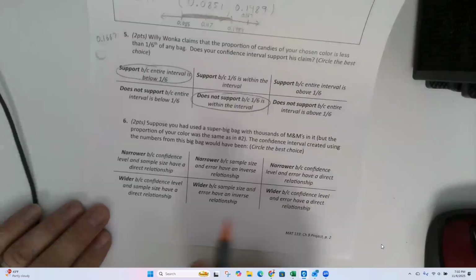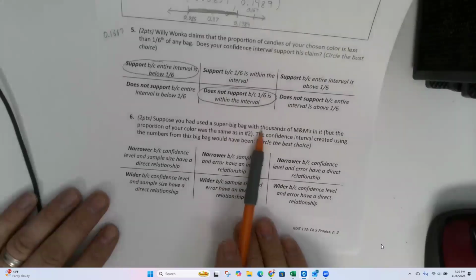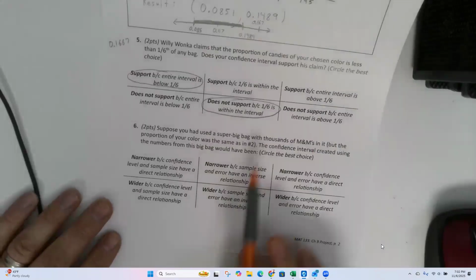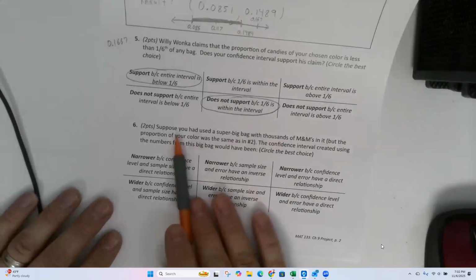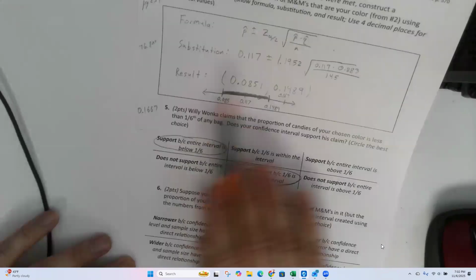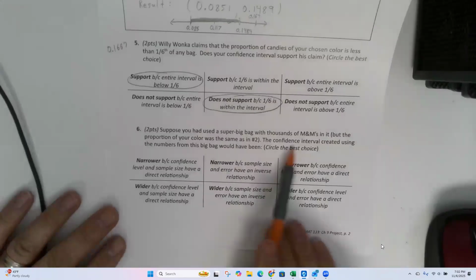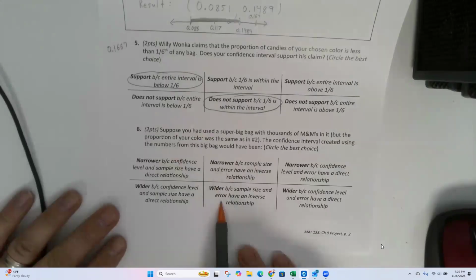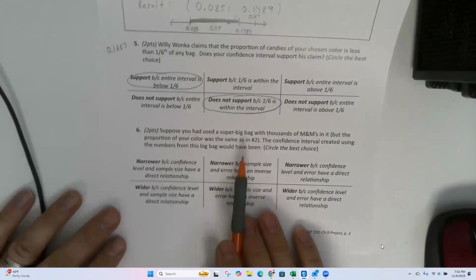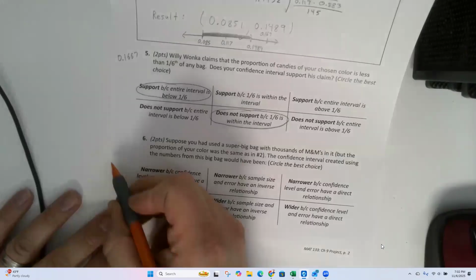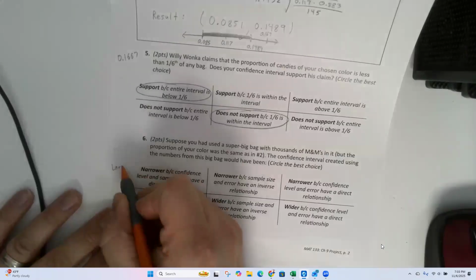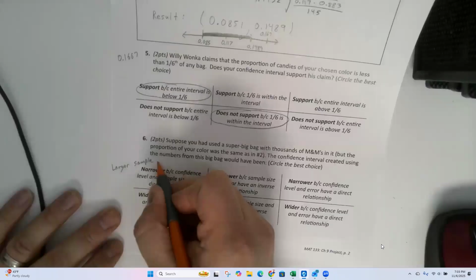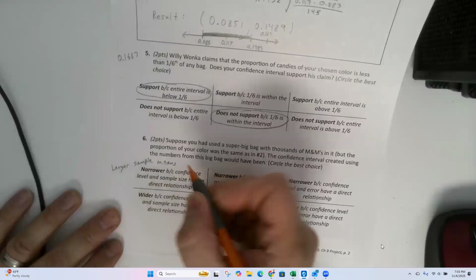Okay, so suppose that we had a super big bag with thousands of M&Ms in it. Mine only had 145, Ivana's had 146, but the proportion was still the same, so still 0.11 for me. The confidence interval that I would create from this bag, would it be narrower or wider? The way that it's best to think about this, in my opinion, is a larger sample size means you will be more accurate.